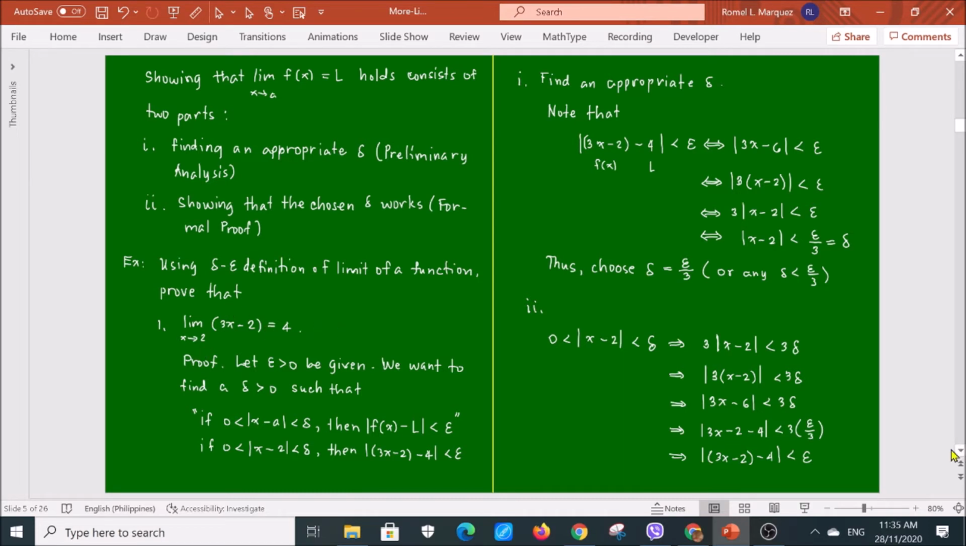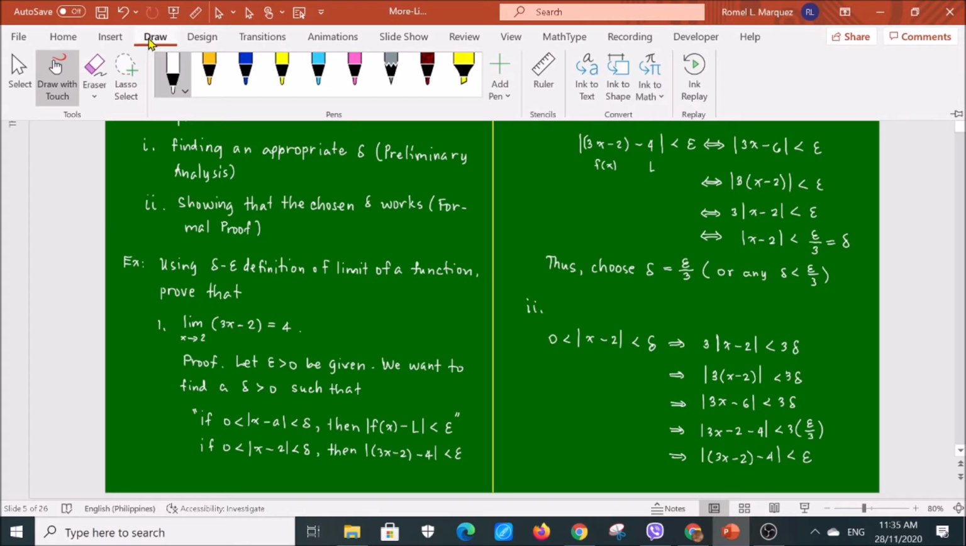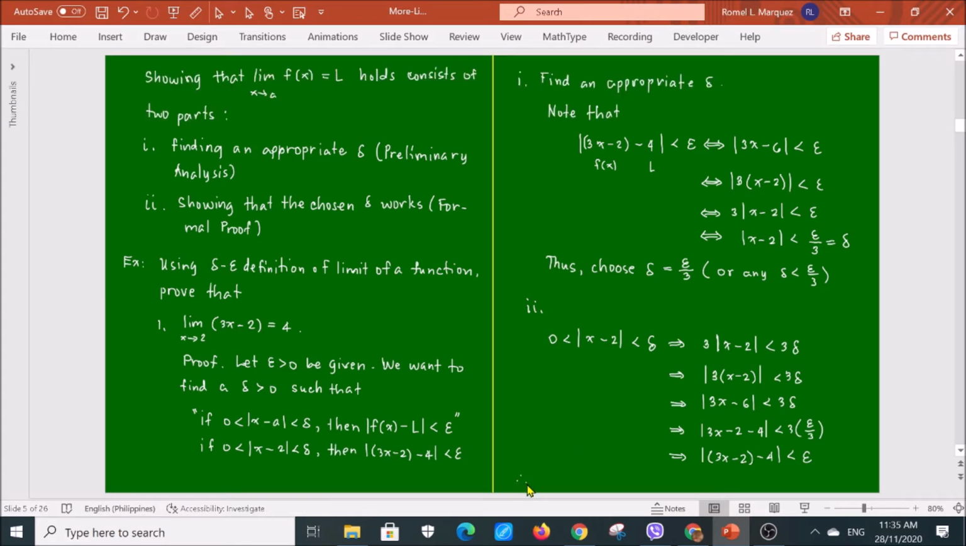Okay? So we say that, therefore, we say that the limit as x approaches 2 of f of x, so what is our f of x? 3x minus 2, is equal to 4. Okay?